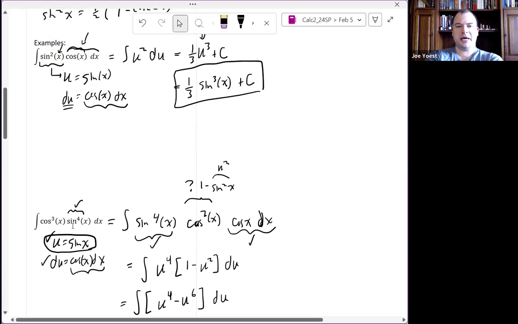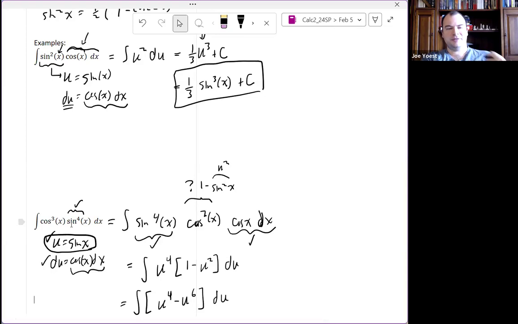So if I think about this pattern, what I realize is that any even power of sine or cosine, I can switch to the other one. And if I have an odd power somewhere, I can pull off one of those powers to be my du. And then what's left over is an even power that I can switch back and forth.